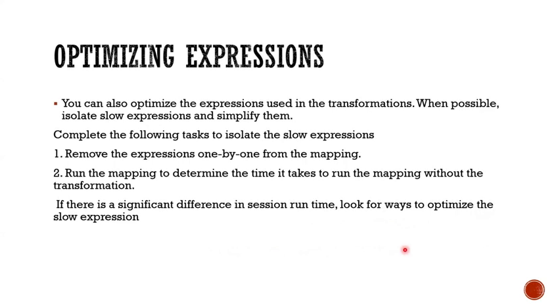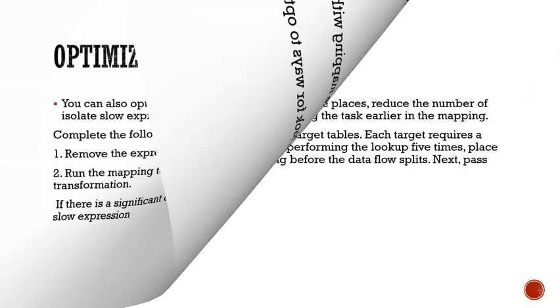So the next topic is optimizing expressions. You can also optimize the expression. Use transformations when possible, isolate slow expressions and simplify them. Complete the following tasks. Remove the expressions one by one from the mapping. Run the mapping to determine the time it takes to run without the transformation. If there is a significant difference in session runtime, look for a way to optimize the slow expression, correct? So this is all about expression optimization.